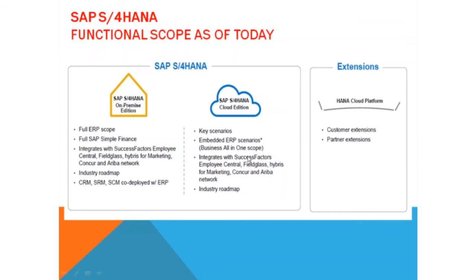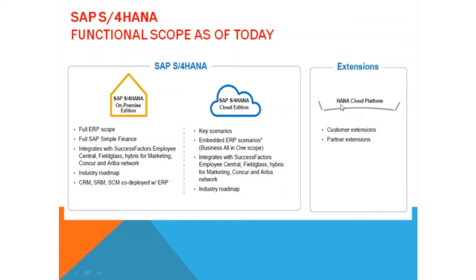Business all-in-one scope is there, integrates with SuccessFactors. You can see SuccessFactors integration is there, Employee Central is there, Fieldglass is there, Hybris for marketing is there, Concur, Ariba, everything is there. So you just join, plug in, and all the information is readily available. You don't need to go for your budget for all the on-premise edition. On-premise, you have to maintain all these server setups, everything, and then you have to manage your staff, all the details. And then industry roadmap is also there.